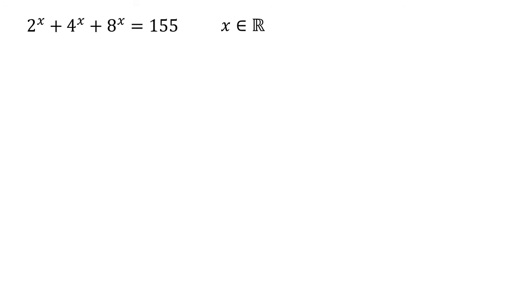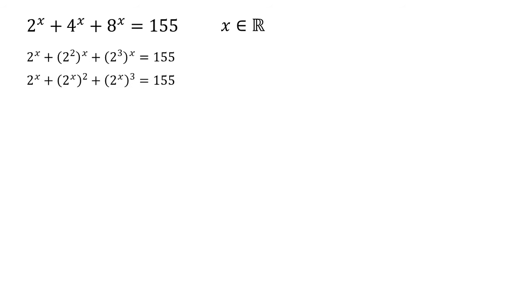So if we swap these for their power form, we end up with 2 to the power of x plus 2 squared to the power of x plus 2 cubed to the power of x equals 155. Now, by our laws of indices, if we have a power of a power, we can switch them around. So, for example, 2 to the power of 2 all to the power of x is the same as 2 to the power of x all to the power of 2. They're exactly the same thing.